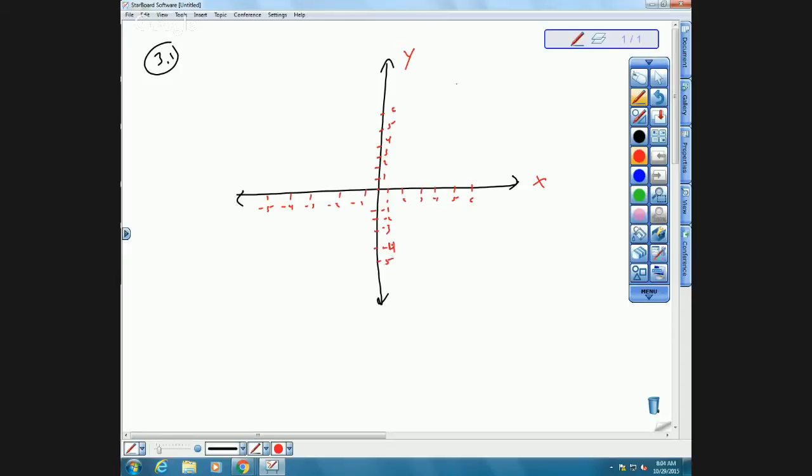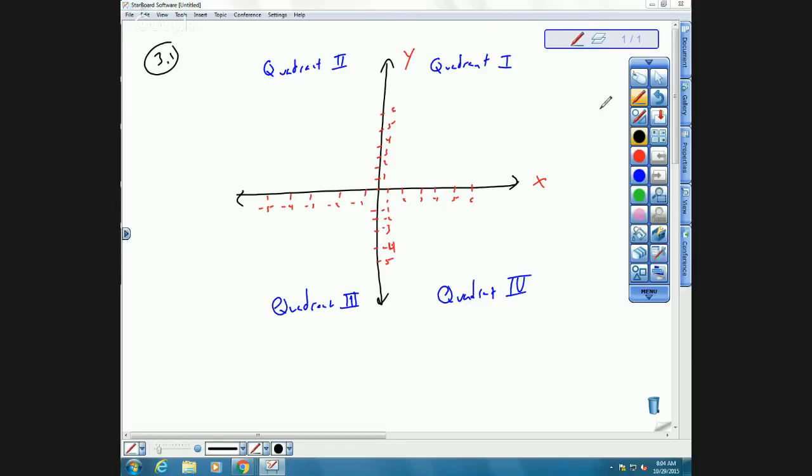All right, so this creates 4 different sections here. This is called quadrants. Quadrant means 4. So this is quadrant 1, and then you go counterclockwise: quadrant 1, quadrant 2, quadrant 3, and quadrant 4. So you start here and then you go counterclockwise. The reason you start here is because this is the one spot where X and Y are both positive.